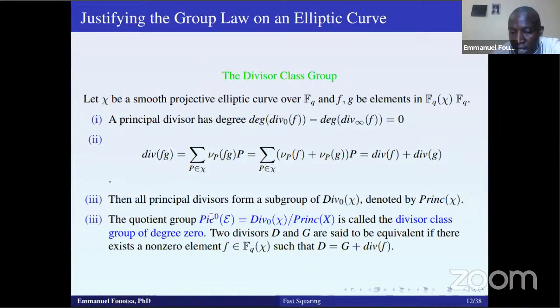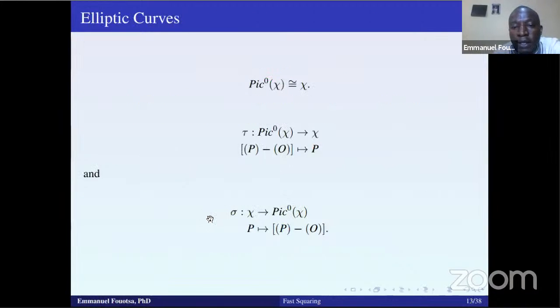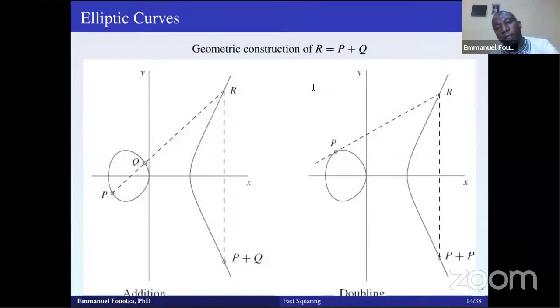And we can prove that, miraculously, this group is isomorphic to the set of points of the elliptic curve. And so we can transfer the group law, transferring the group law here to the set of points of the elliptic curve. So there is a geometric interpretation to this.